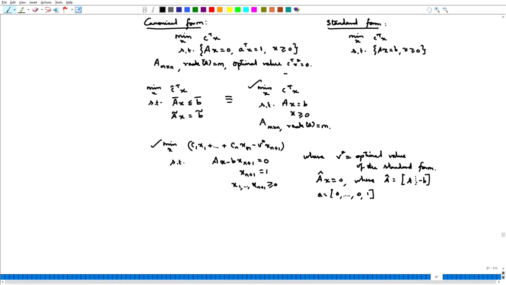What you are going to do is that you first convert it into standard form, okay, and add a dummy variable x_{n+1} equal to 1, and then do this simple conversion that instead of Ax equal to b, you write Ax minus b x_{n+1} equal to 0, and the objective function is c transpose x minus V star x_{n+1}, where V star was the optimal value of the standard form. Okay. So, the canonical form is very, very clear, right.